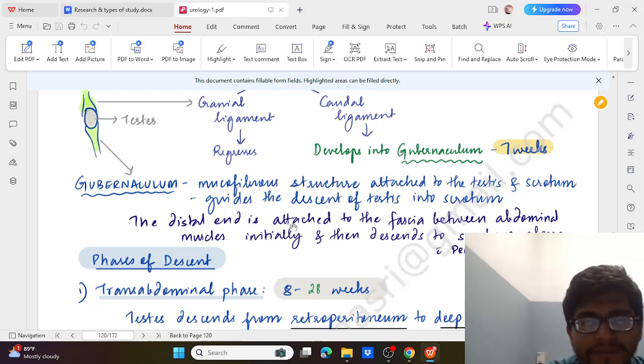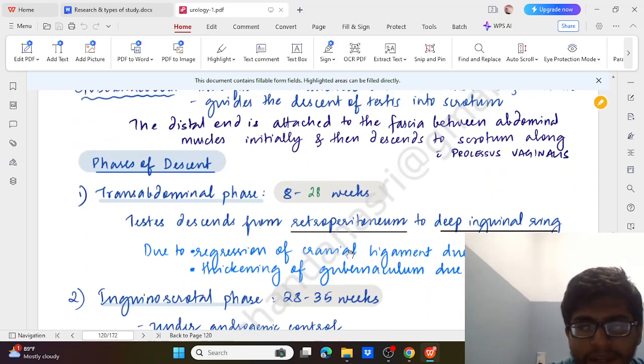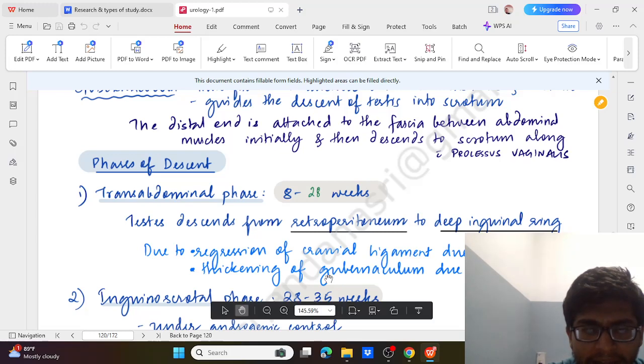The distal end of the gubernaculum is attached to the fascia between the abdominal muscles initially, and then descends to the scrotum along with the processus vaginalis. In the 8th to 28th week, it is the transabdominal phase, where the testis descends from the retroperitoneum up to the deep inguinal ring.